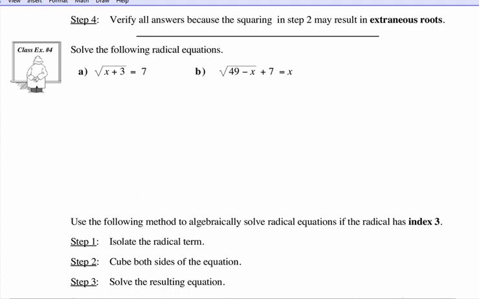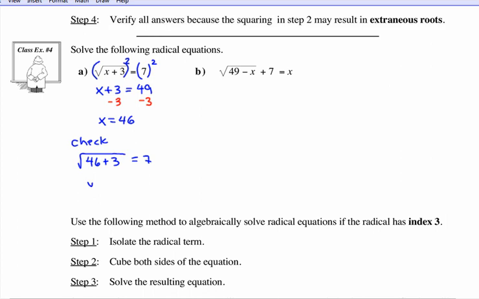Okay, solve the following radical equations. Verify all answers at the end. So first, the radical is isolated, so we're going to go straight to squaring both sides. So we have x plus 3 equals, because the square root and square cancel each other out, 49. Subtract 3 to both sides, and we have x equals 46. And so we just do our check. Square root of 46 plus 3 equals 7. So square root of 49 should equal 7. And it does. And so it's true. That is our solution.